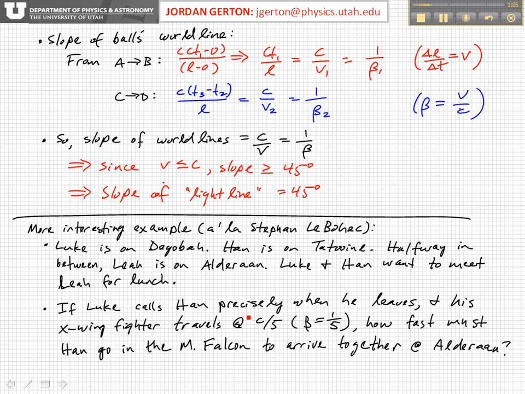Then the question is, how fast does Han have to travel after he receives the signal? By when I say call, I mean he sends a light signal. So how fast does Han have to travel after he receives the signal in the Millennium Falcon for them to arrive simultaneously at precisely the same moment at Alderaan?